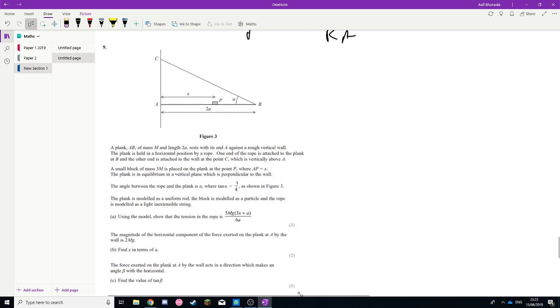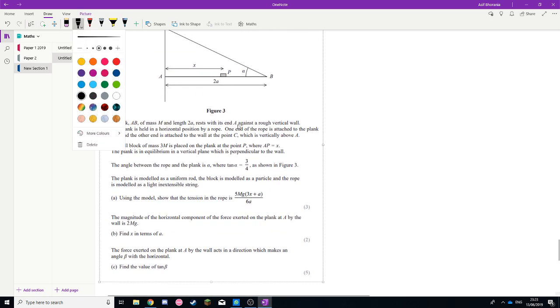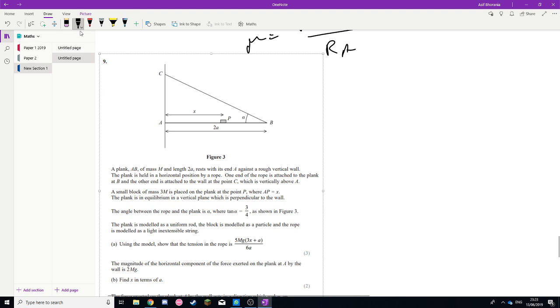Hope that's readable. Okay. Should I do a different color? Okay, let's just stick to black.